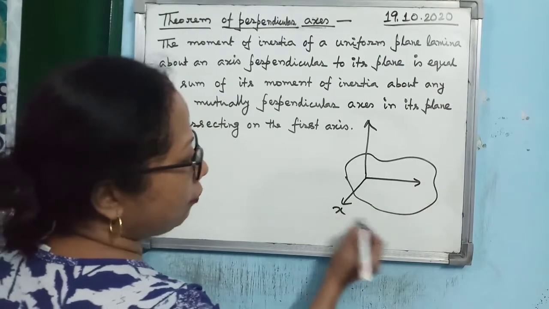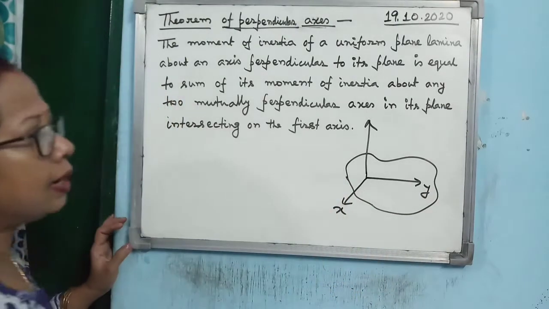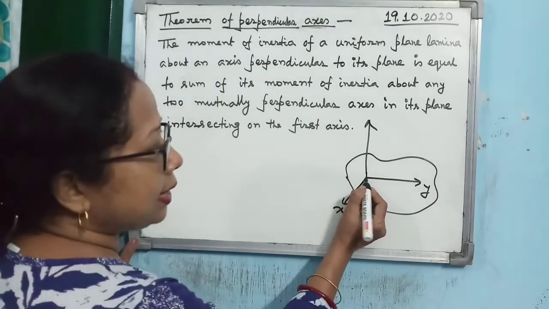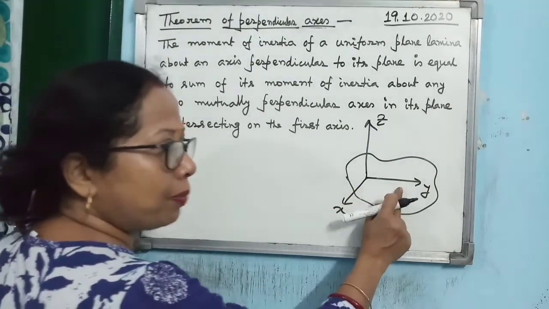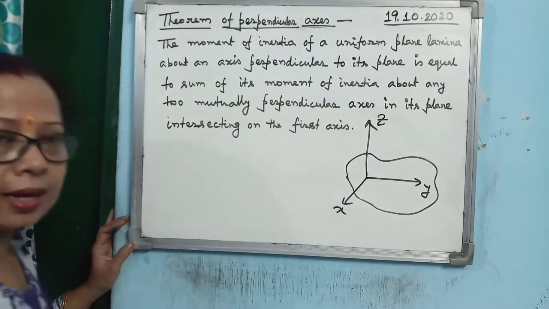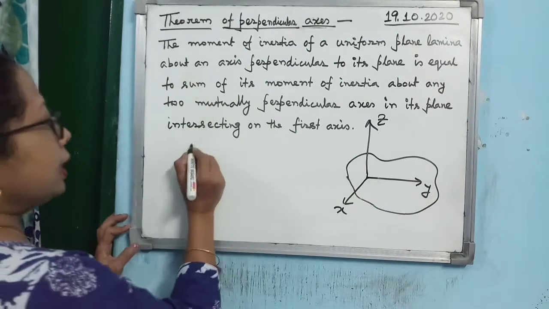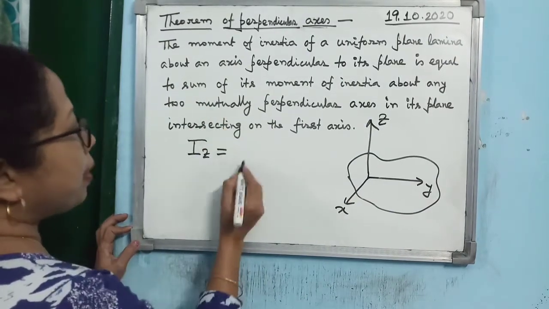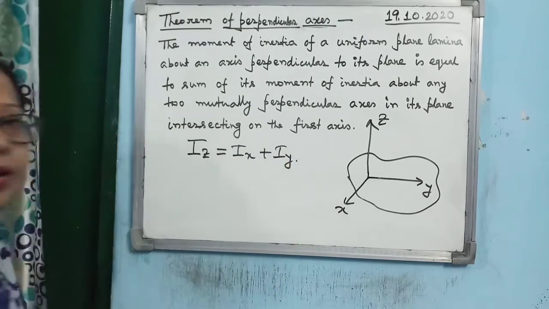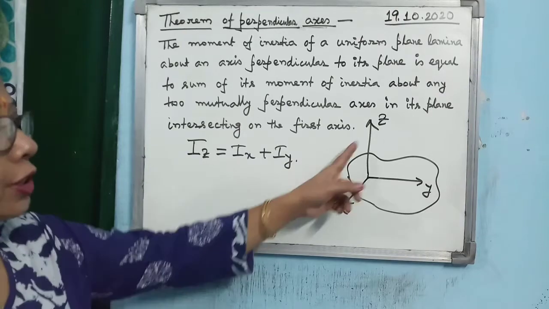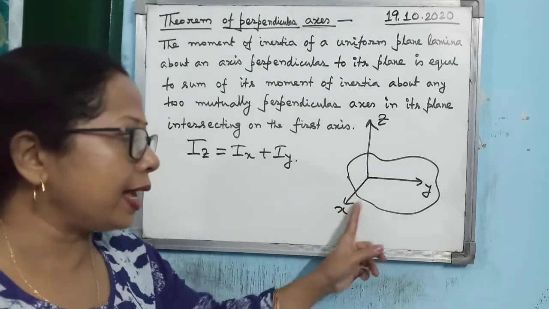So you see, you have taken two axes, x and y. These two are on the plane of the lamina, and intersecting the first axis. If x and y are two mutually perpendicular axes on the plane of the lamina and z is the axis perpendicular to the plane of the lamina, then according to the theorem of perpendicular axis, Iz is equal to Ix plus Iy. The moment of inertia about axis z is equal to the sum of the moment of inertia about x and y.